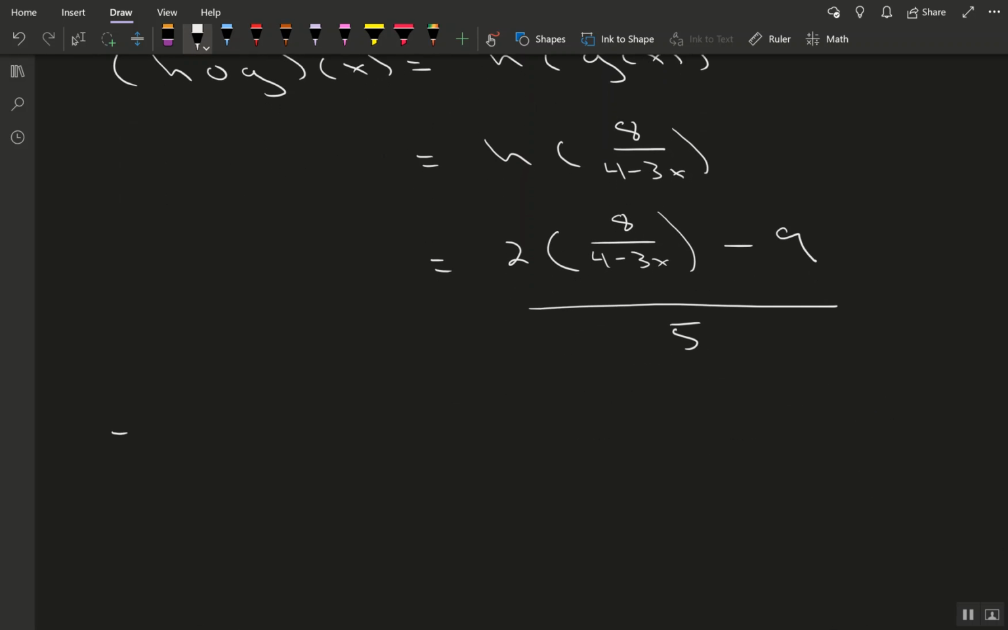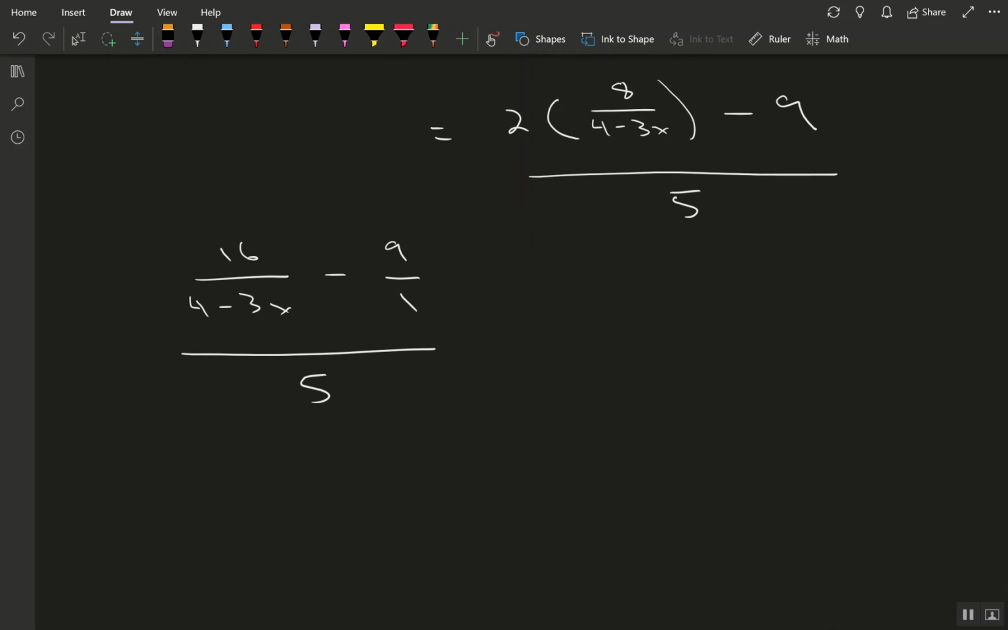Okay, I guess we can clean this up a little bit. We can do the whole thing, but there's a much easier way at the end. So this is 16 over 4 minus 3x minus 9 over 1, all over 5. Yeah, this is a tricky one. I will show you the short way in just a second. It'll make life easier, but let's just keep rolling just to show you that we could do it this way.